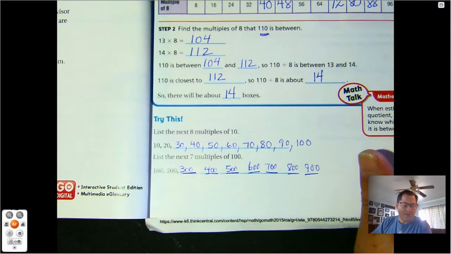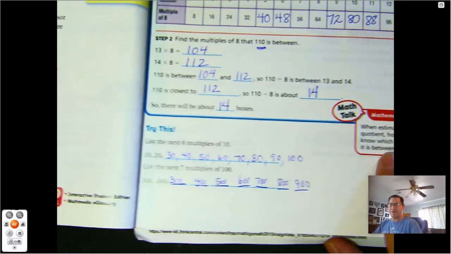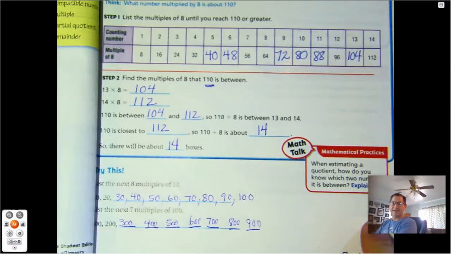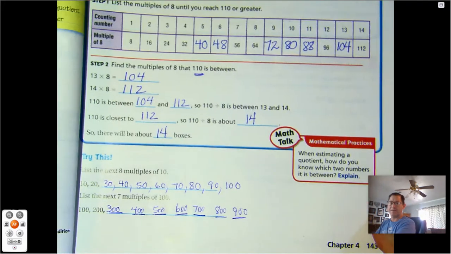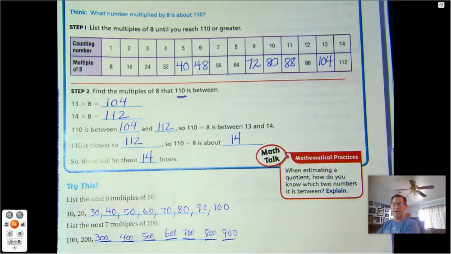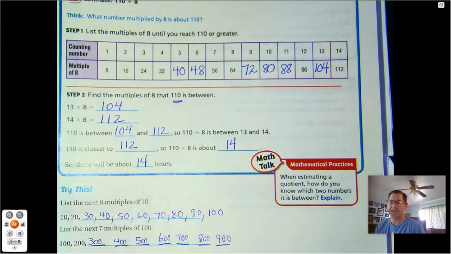And so let's look at the Mathematical Practice. It says, when estimating a quotient, that's the answer to a division problem, how do you know which 2 numbers it is in between? Well, that's an important question, right? Because we're trying to find the closest estimate.